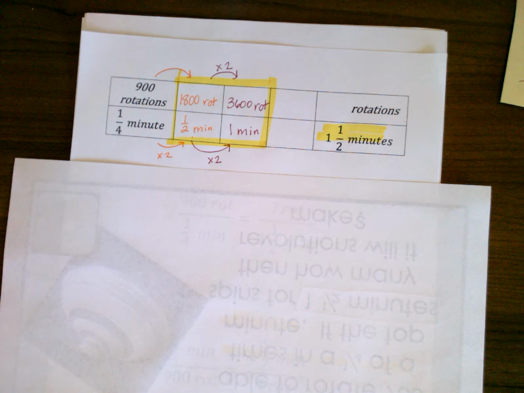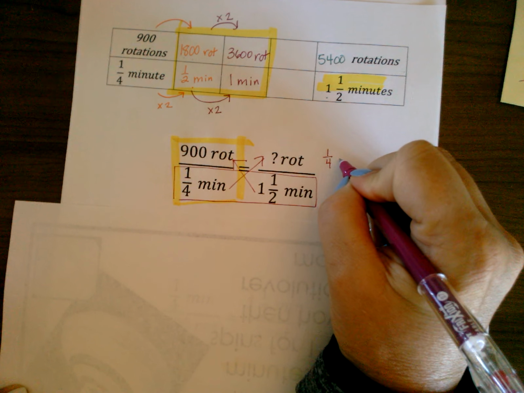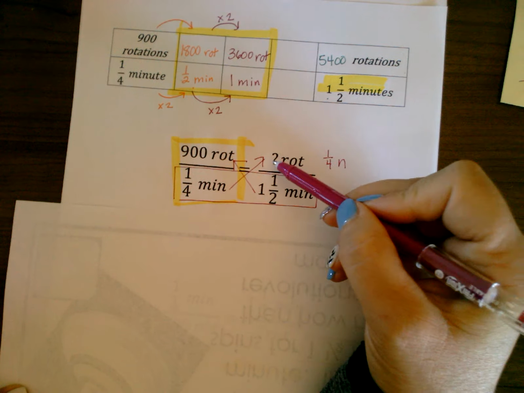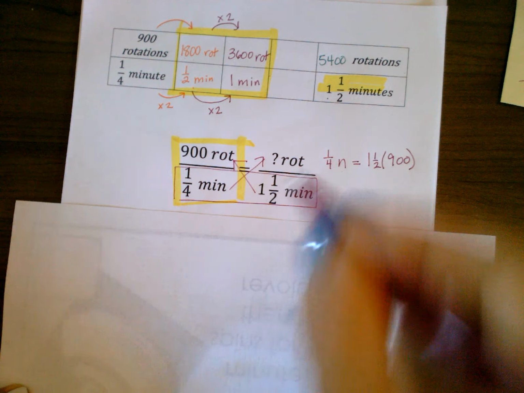Again, another way to solve this question is to use a proportion, keeping the related information together. 900 rotations in a quarter of a minute, keeping my units in the denominator for minutes, rotations in the numerator, we would use proportions. I would begin with cross product. What I don't know, I use a variable, and I will do cross product again.